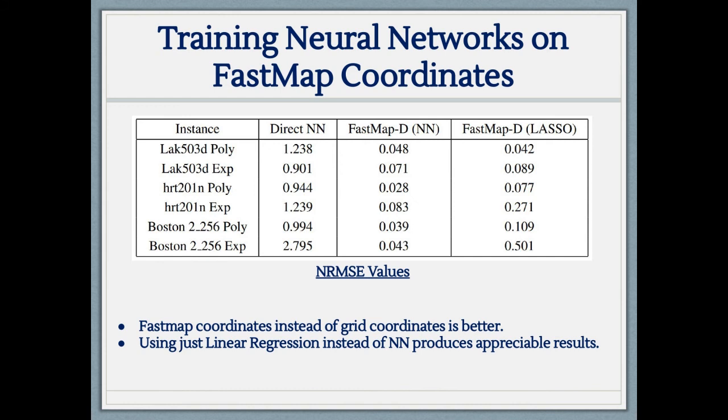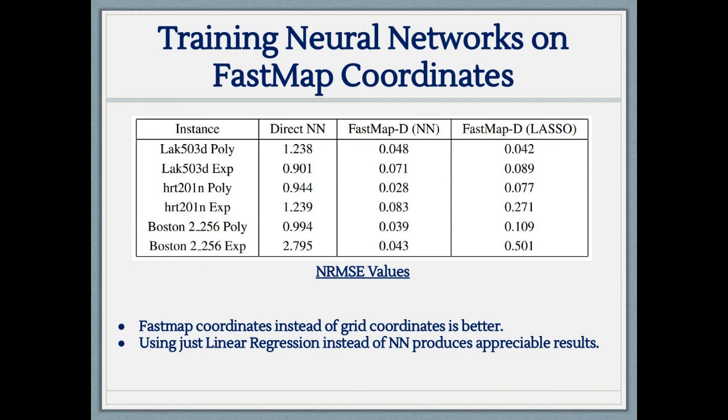However, if we use the embeddings from FastMap and use the neural network to learn the potential field function, the performance is spectacularly better and much better than using lasso with 15 dimensions and a second-order polynomial function. The trade-off is that neural network training takes more time and more training data.